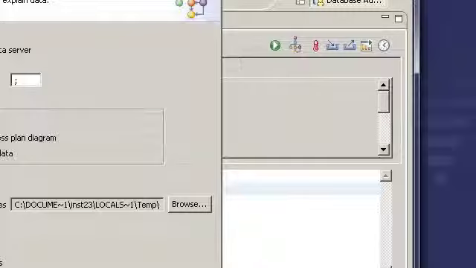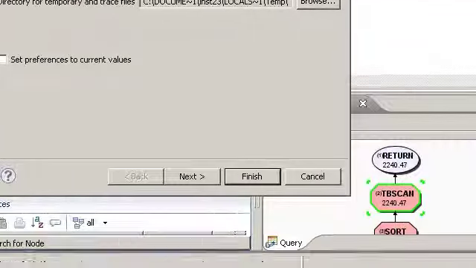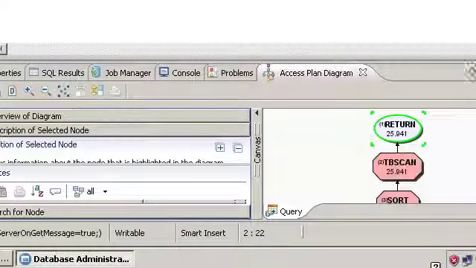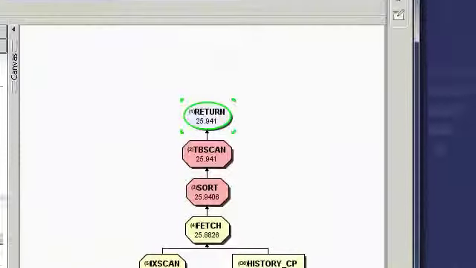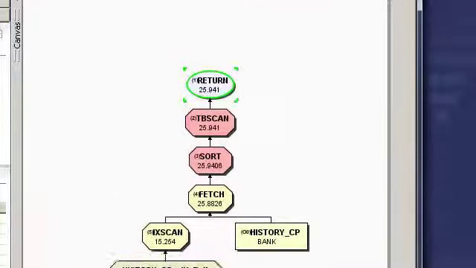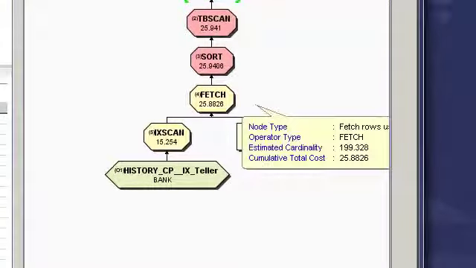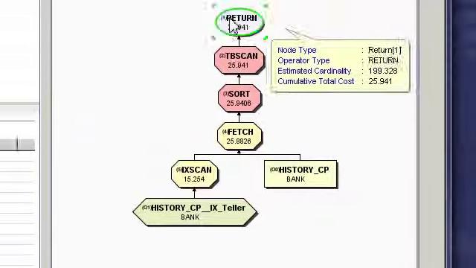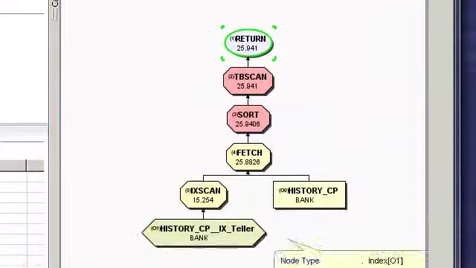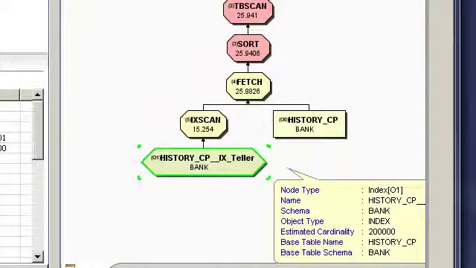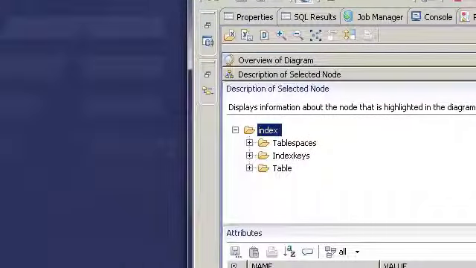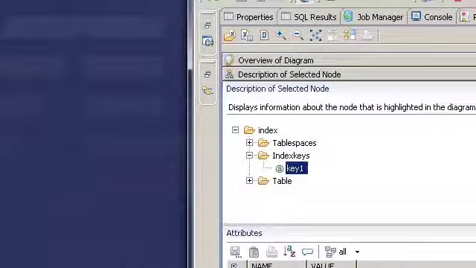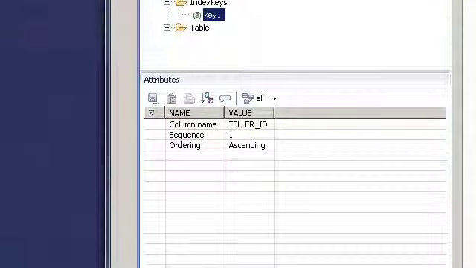We'll now explain this, again taking the defaults for the explain processing. We will maximize the access plan. Now operation-wise, it looks similar. We have an index scan, the fetch, the sort, the table scan, and the return. The icon here shows which index is going to be used. When we look at this index and look at the index keys, we see that it has a single column used for the index. It's teller ID.